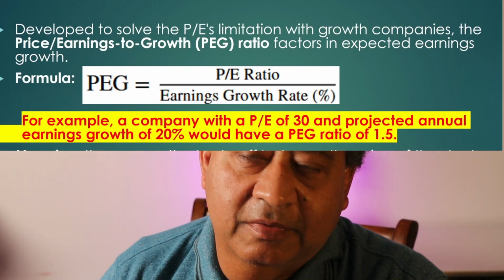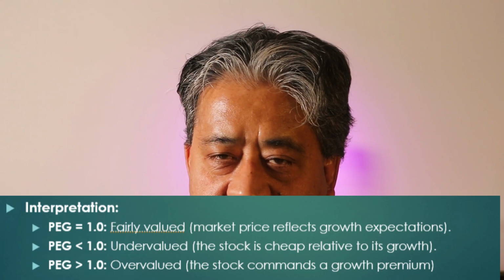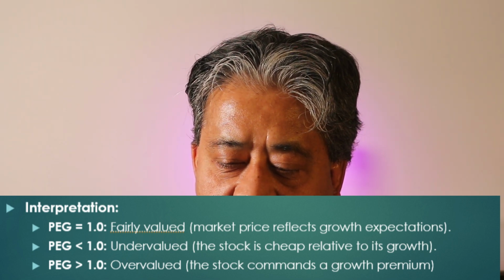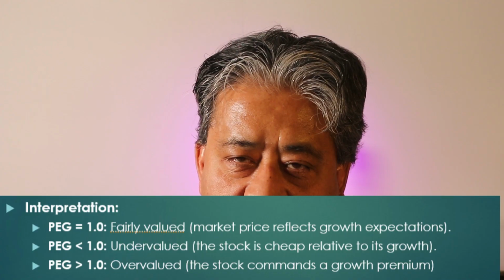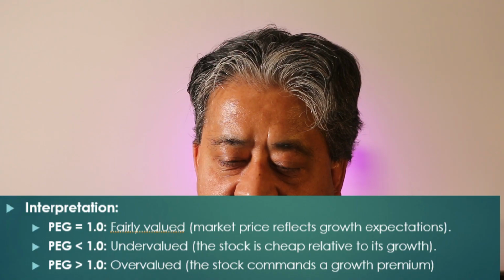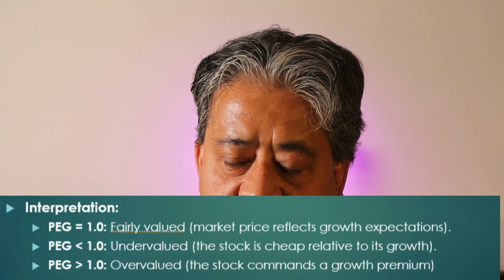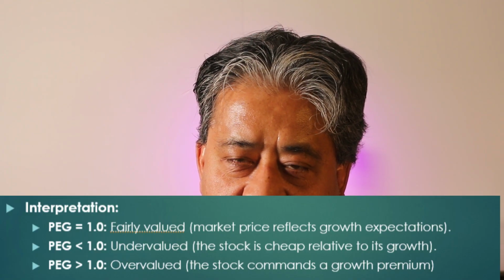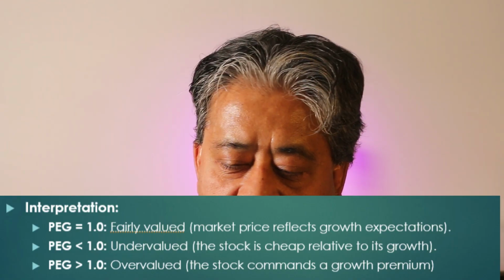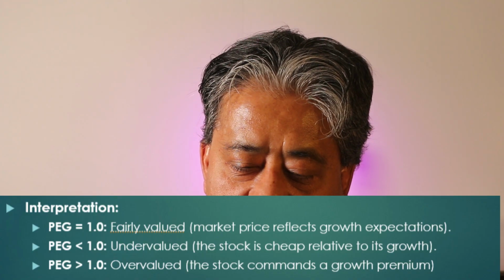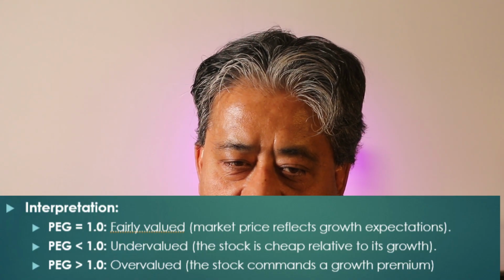And how do you interpret the PEG value? If the PEG value is equal to 1, that means the company is fairly valued. The market price reflects the growth expectation. If the PEG ratio is less than 1.0, that means the company is undervalued. The stock is cheap relative to its growth. And if the PEG ratio is greater than 1.0, that means the company is overvalued. The stock commands a higher growth premium. It's an overvalued company if the PEG ratio is higher than 1.